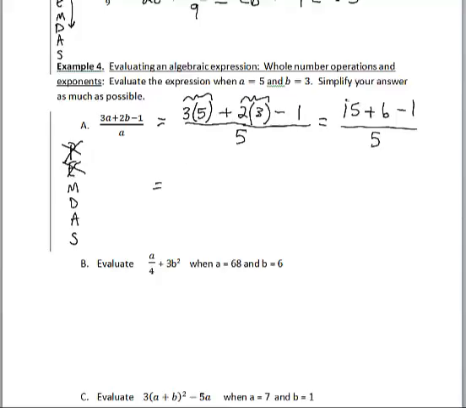Okay, on the top, if I want to play it safe, I can add from left to right, and so 15 plus 6 would be a 21. And now again on the top, I want to perform all of the operations on the top before I try to divide by 5. 21 minus 1 would give us a 20. So I replace this with a 20, and finally I get 4. 5 goes into 20 4 times.